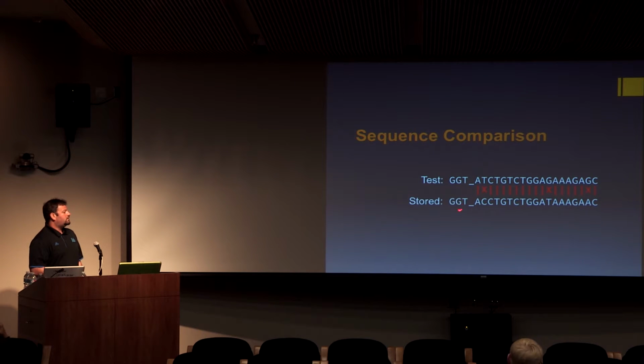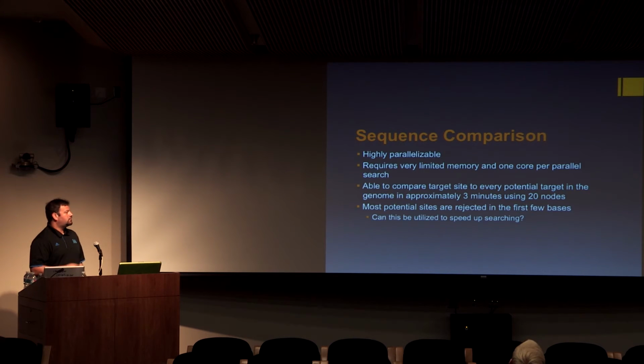One other neat feature of starting at this point is even if I store a longer sequence, which is actually what I recommend for running the program, if I'm running longer or shorter guide sequences for my experiment, I can still search against it so long as the sequence I'm testing is shorter than the sequence I've stored. So sequence comparison is highly parallelizable. It requires very limited memory and essentially just 1 core per parallel search. It's able to compare target sites to every potential target site in the genome, and it was taking about 3 minutes using 20 different cores.